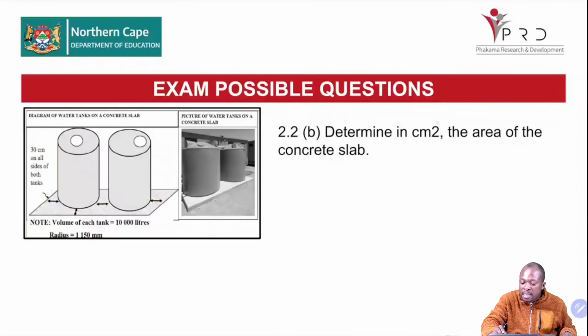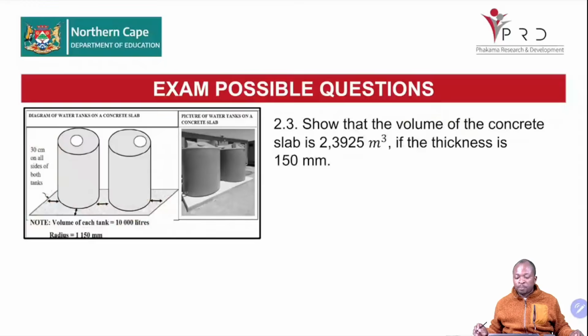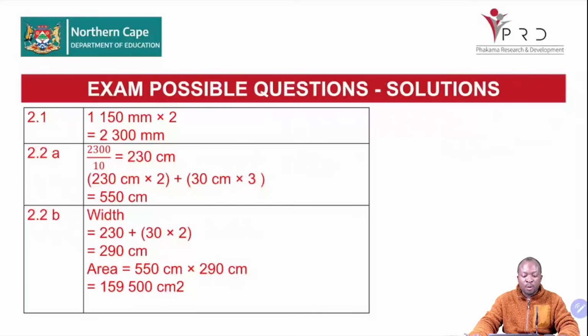b, determine in centimeters squared the area of the concrete slab. So you have to be able to find the length here and the length here so that you can multiply. 2.3, show that the volume of the concrete slab is 2.3925 meters cubed, if the thickness is 150 millimeters. Some of the questions demand that you reason and put in a little more effort, because we want you not to only score the easy pickings, but to be able to respond to challenging ones also. So let's start.